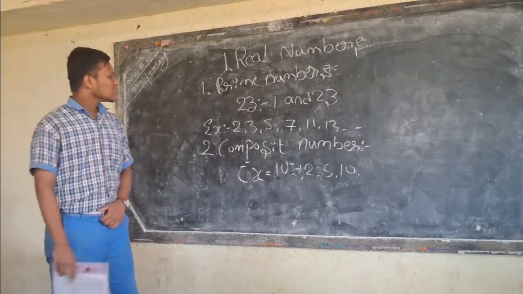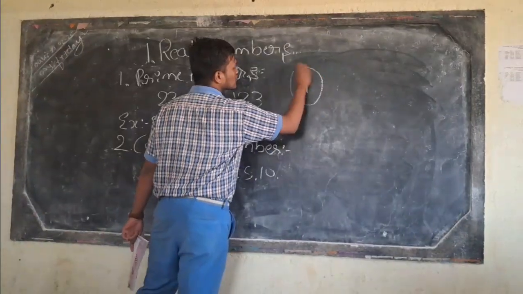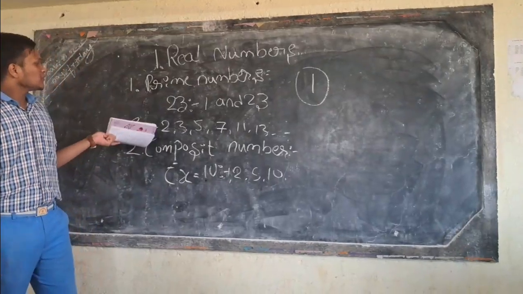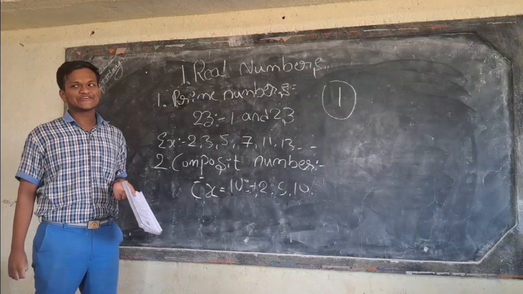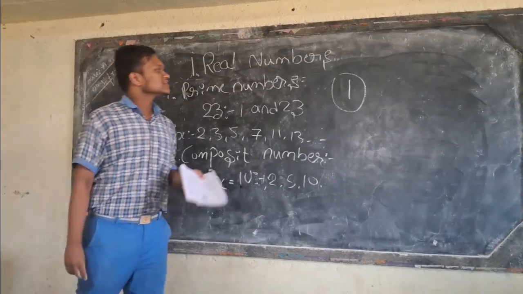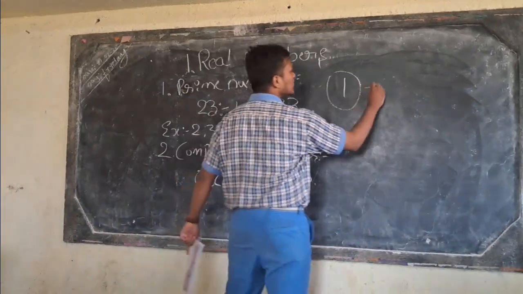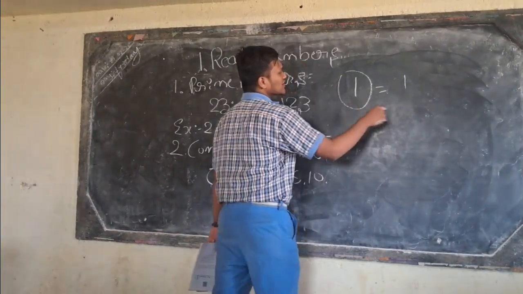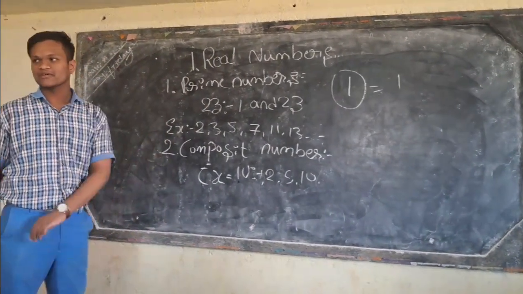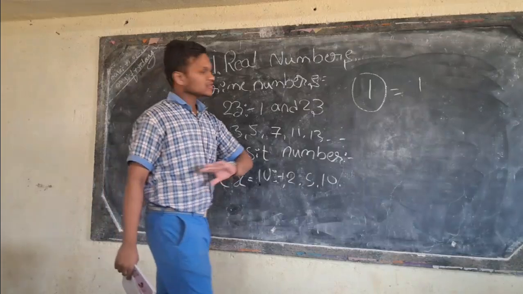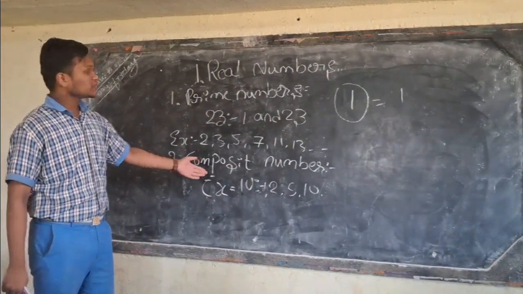Which is the smallest composite number? 4. Good. Is 1 a prime number or a composite number? No. 1 is neither prime nor composite because it has only one factor. One's factor is only 1. Hence, we can't say it is a prime number or a composite number. We can call it a neutral number.